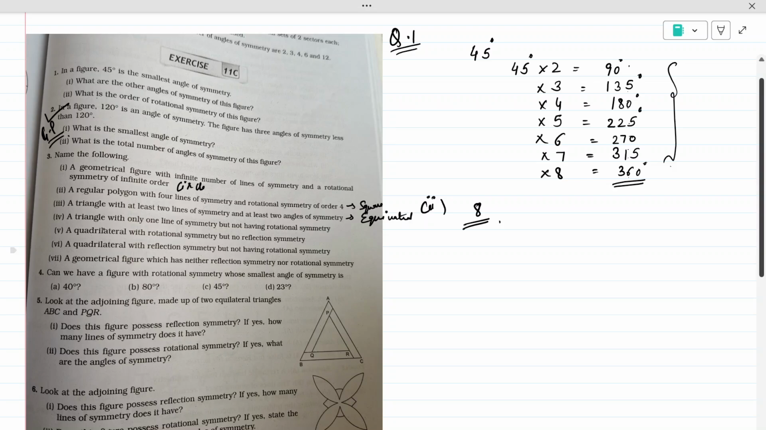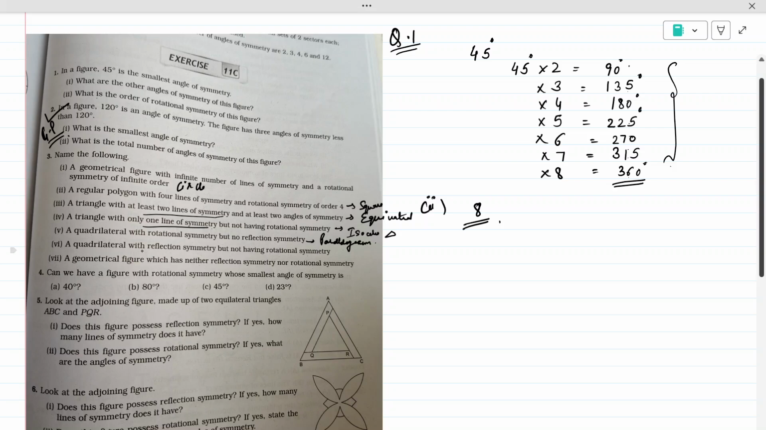Next, a triangle with only 1 line of symmetry. So that is an isosceles triangle, but not having rotational symmetry. So this is an isosceles triangle. Next, a quadrilateral, fifth one, with rotational symmetry but no reflection symmetry. So this we have done. It was a parallelogram. Kids, we have done this question in Ganit Prakash already.